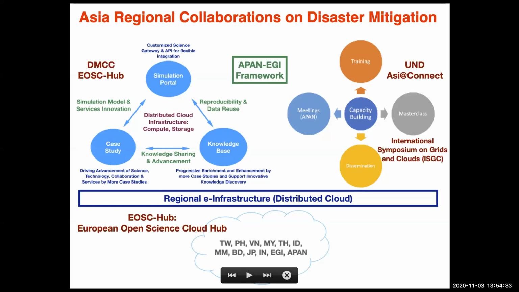On the other hand, we leverage existing collaboration frameworks and opportunities such as APAN, the HR Connect project, and the IGC to facilitate collaborations, to engage new partners and more local user communities, to host training and masterclasses, and to disseminate our works. Altogether, we have at least 3 routine events annually to build up and strengthen the collaborations. Next slide, please.